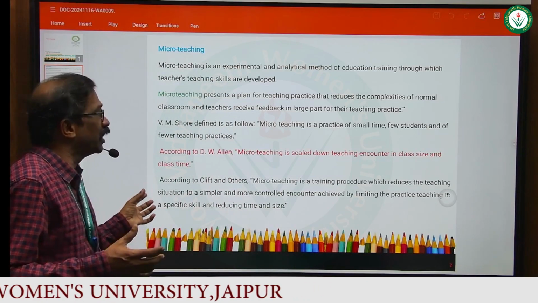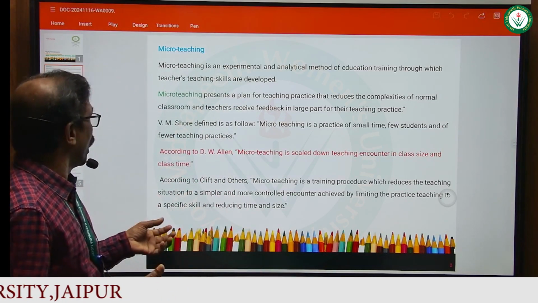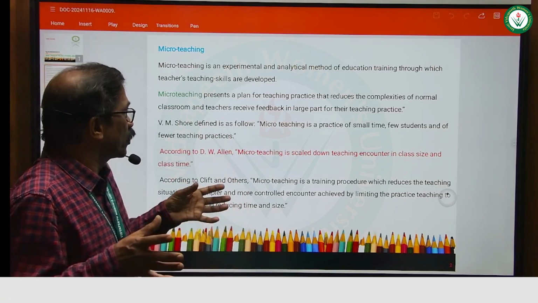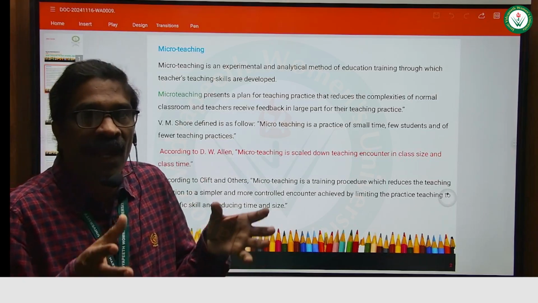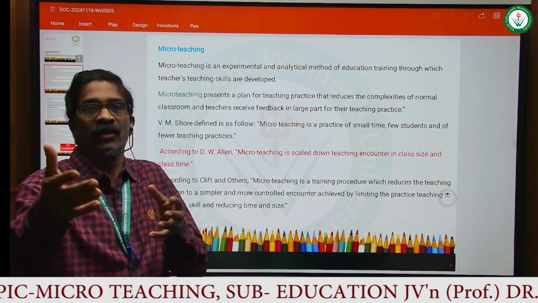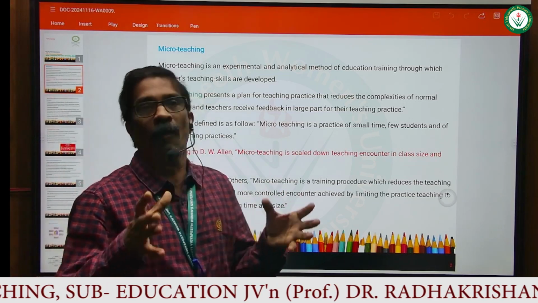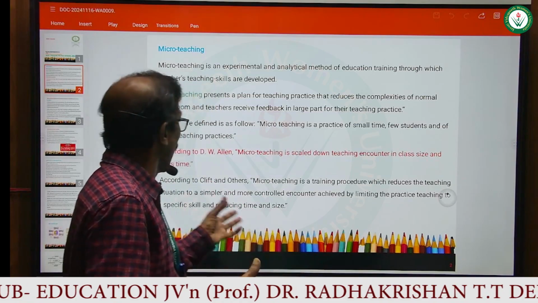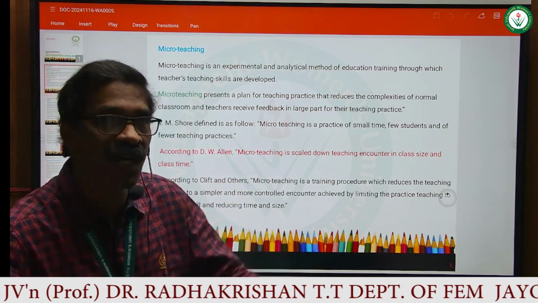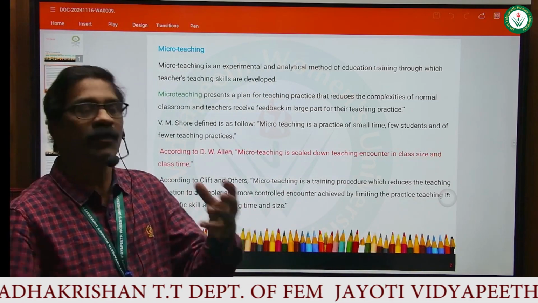We can see different definitions made by different educational thinkers. According to V.M. Shaw, micro teaching is a practice of small time, few students, and fewer teaching practices. It is a session of a very few minutes' duration, 5 to 10 minutes, maybe 5 to 6 minutes, to improve a specific competency of the teacher trainees. As far as D.W. Allen is concerned, micro teaching is a scaled down encounter in class size and class time. It's a scaled down process.